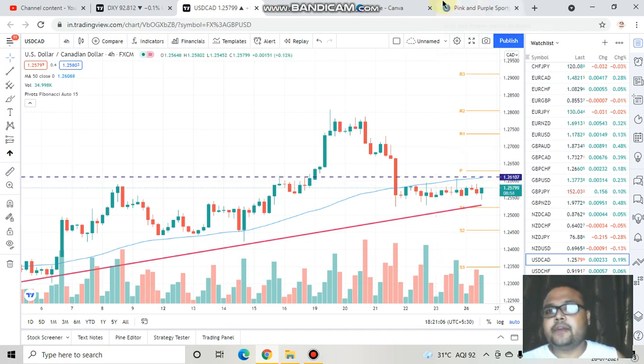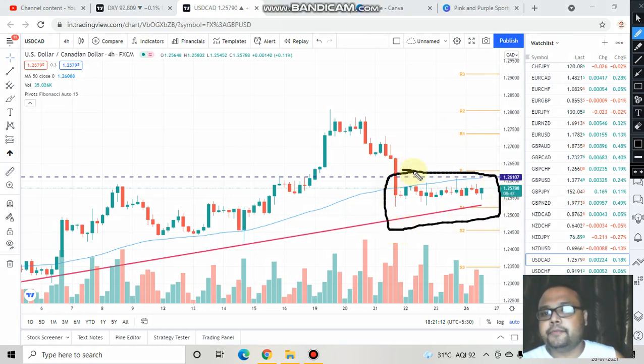Therefore, you can see that right now market is in the middle here. Though it has taken support at the trend line, market has still failed to go for a good bounce here, because market does not have the strength. That is the reason you are not seeing a good bounce here.